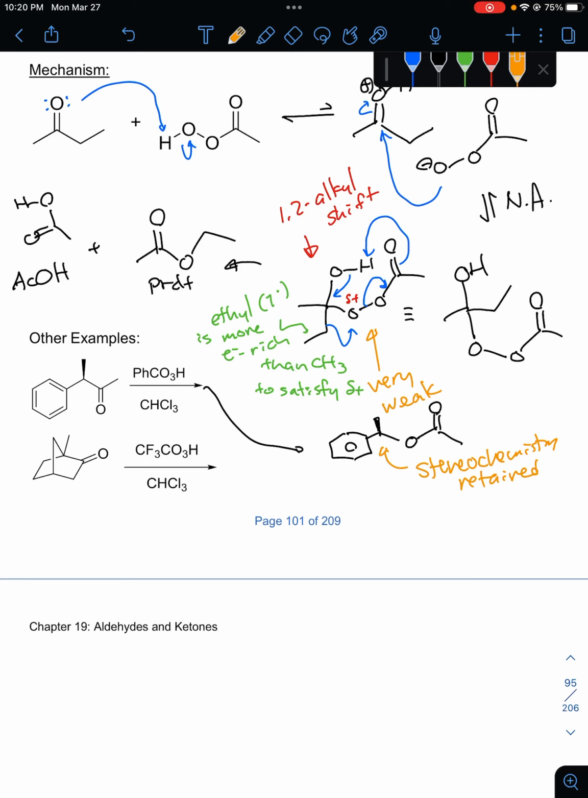What about the other ketone here in the last example? We're comparing between this carbon, which is quaternary, and this carbon, which is secondary. So hopefully it makes sense to you that it's going to be the quaternary carbon that migrates. And so for that reason, we're going to see the oxygen inserted here, okay? So the product is going to be, maybe I'll just draw it over here. Like so.